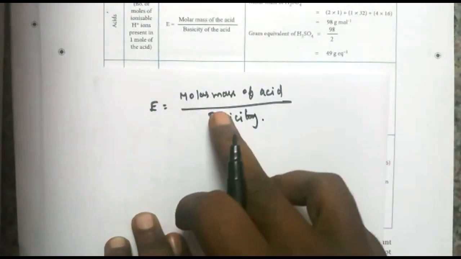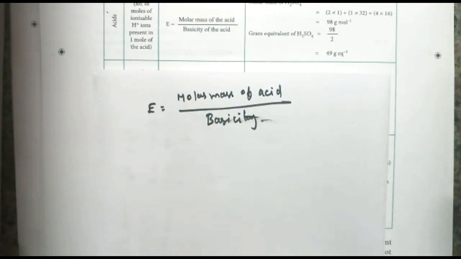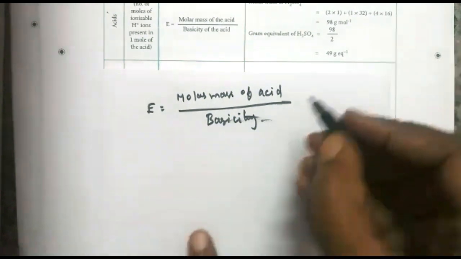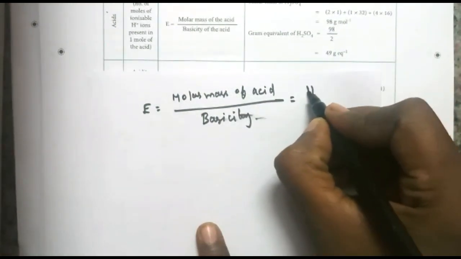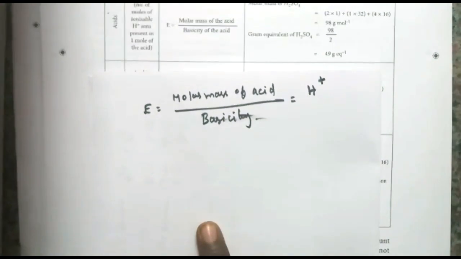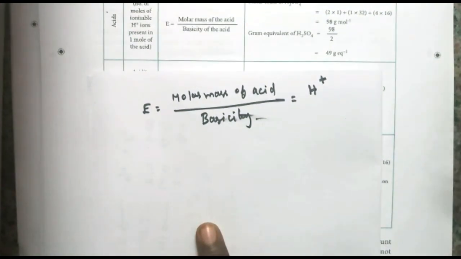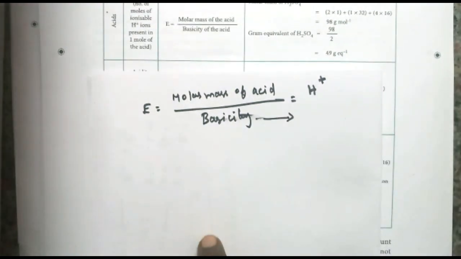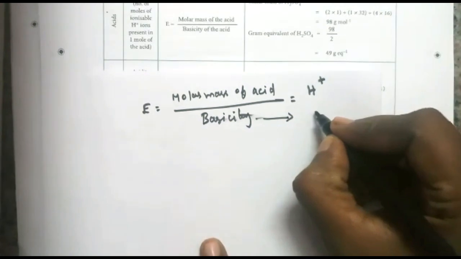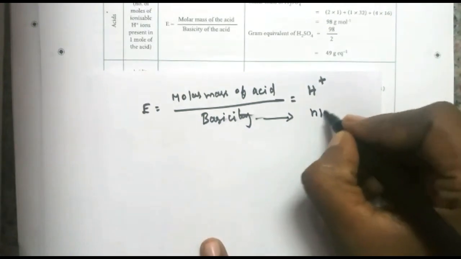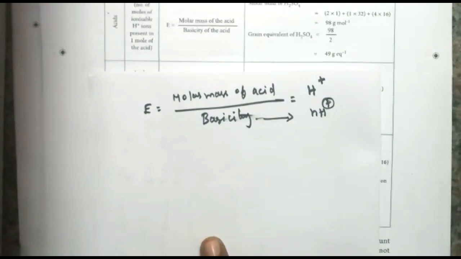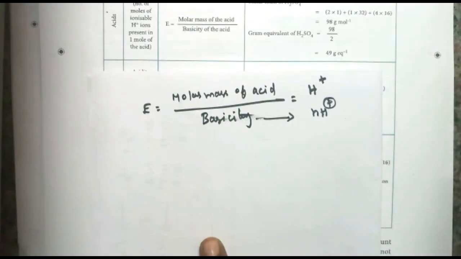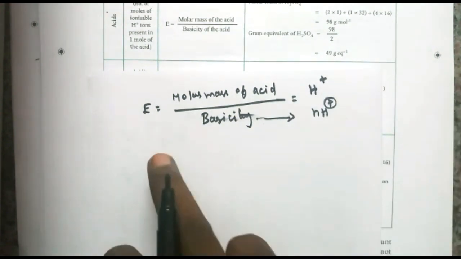We know what is meant by an acid. It is a substance which, when dissolved in water, forms H plus ions, or gives H plus ions, and is called an acid. What is meant by basicity? Basicity is nothing but the number of H plus ions displaced from the acid, and it is called basicity.